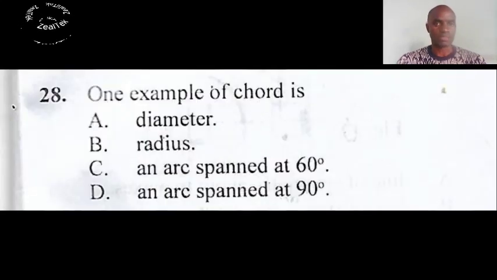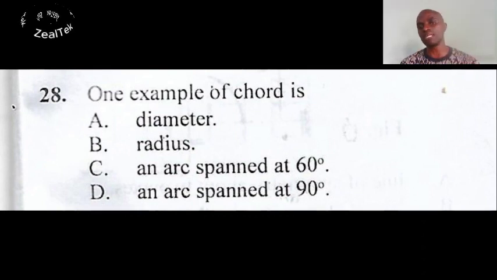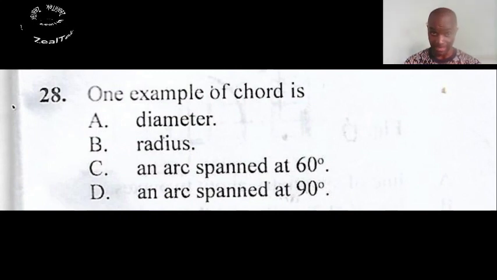Number 28. One example of a chord is what? A chord is a line that starts from one end of a circle to the other. No other line does that as a straight line. The only one that does it is the diameter. The answer is A, correctly.